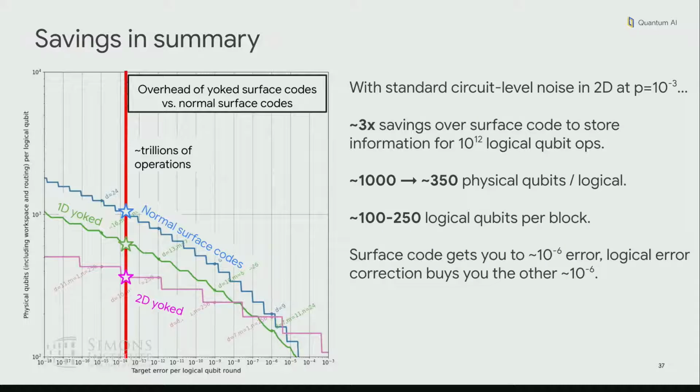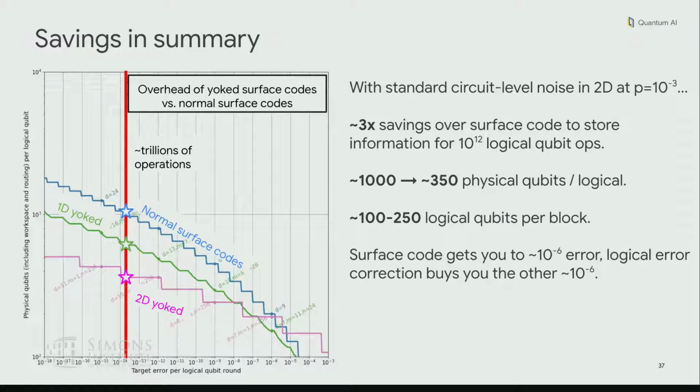One comment that I'll make is that these logical code blocks are on the order of 100 to 250 logical qubits per block. You want those to be pretty small because you actually want them to fit into a computation. 1D yoked surface codes have a lot more flexibility for this, whereas 2D are a little bit more strict on the requirements. And the intuition, circling back to what I said initially, is that the surface code gets you down to 1 in a million error rates.